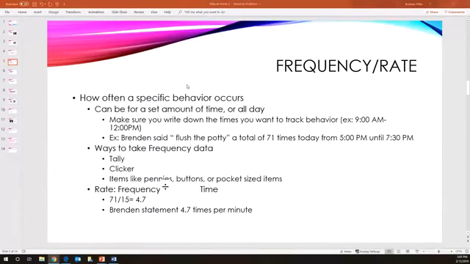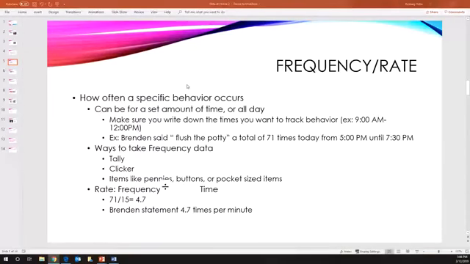So what is frequency? Well, frequency, and I put rate up here as well, is how often a behavior occurs, and it's very specific to that behavior. When we're taking our frequency data, you want to make sure that we have the behavior defined, and that we write the times of day it occurs. An example would be from 9 o'clock to 12 o'clock. That's when we are tracking this behavior.